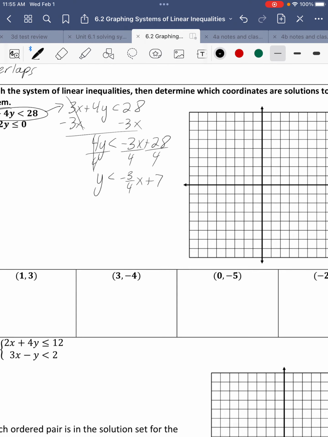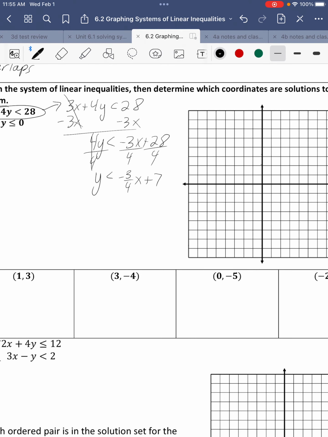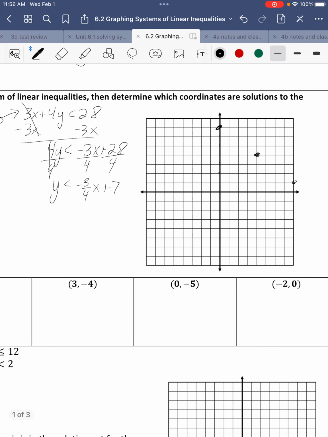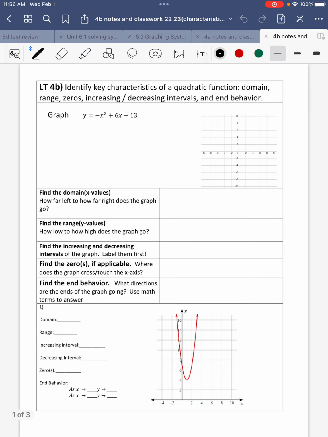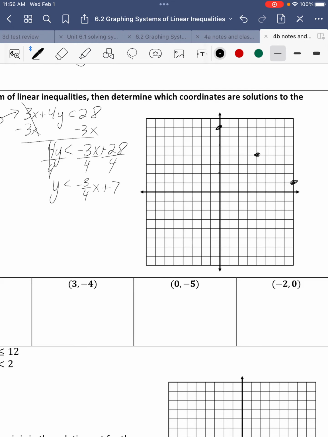And let's graph it. So 7 up, almost all the way up to the top. Down 3, right 4. Down 3, right 4. And it is not equal to, so it's a dashed line. Whoa, my bad. Dashed line. And now which way is it shaded? It is a less than sign. Less than means shade below.